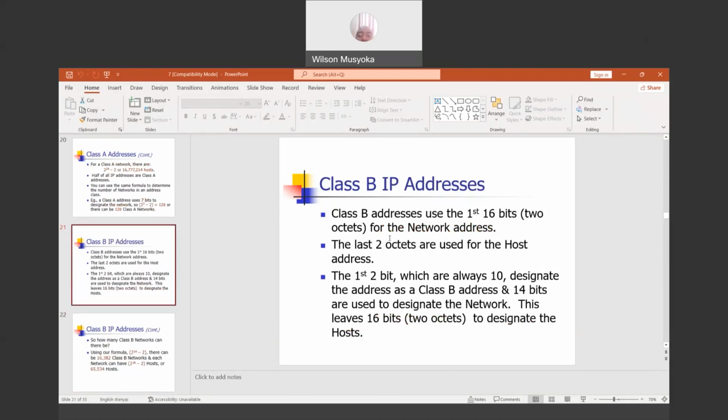When it comes to class B addresses, the first 16 bits are used for the network addresses, meaning the first 2 octets are used for the network and the last 2 octets are used for the host addresses. The first 2 bits, which are always 10, designate the address as a class B address, and then 14 bits are used to designate the network. This leaves 16 bits to designate the hosts.